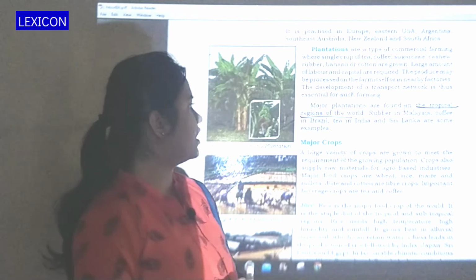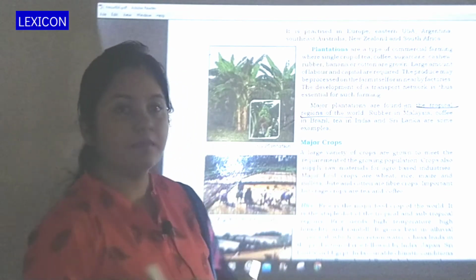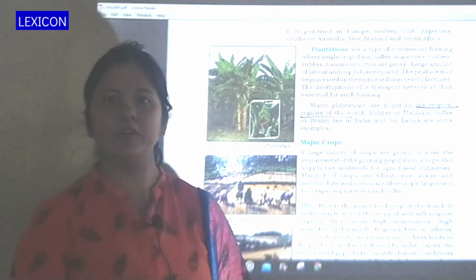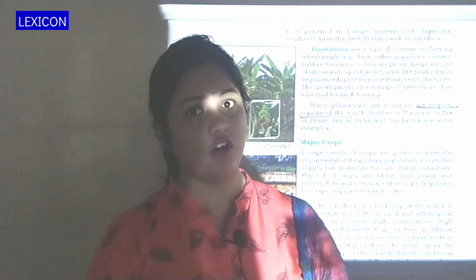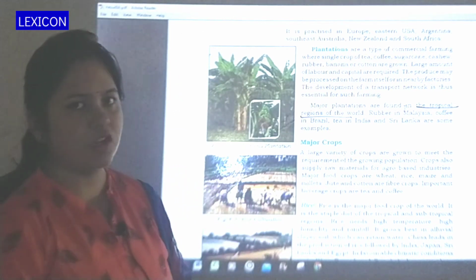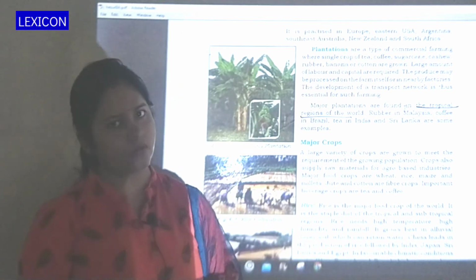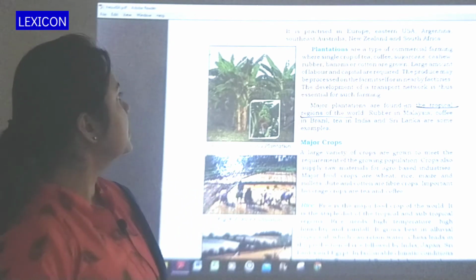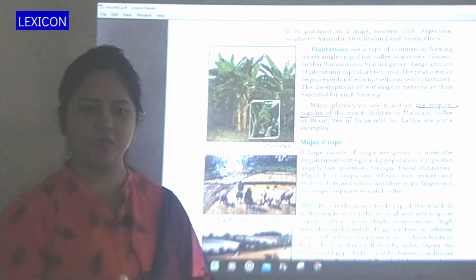So rubber is in Malaysia, the coffee is in Brazil, tea is in India. We all know India is the biggest producer of tea and also the exporter, because we have a large amount of tea production. That's why we also export the tea to other countries. Clear? This is all about commercial farming.